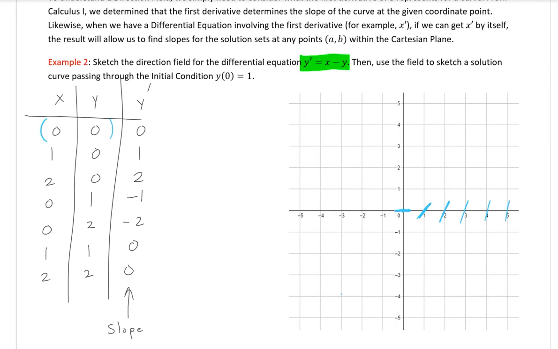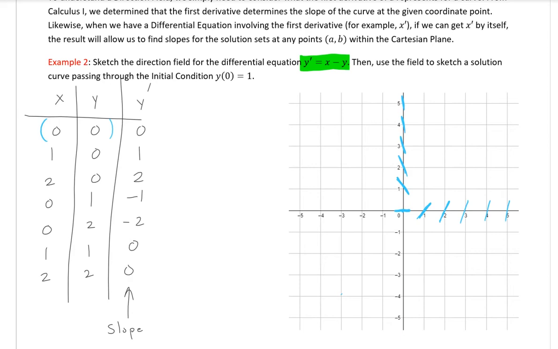Now if I do 0, 1, I got negative 1. So at x is 0, y is 1, I got a negative slope, so I get this instead. And then at 2, I get negative 2, 3, 4. It keeps getting steeper and steeper.